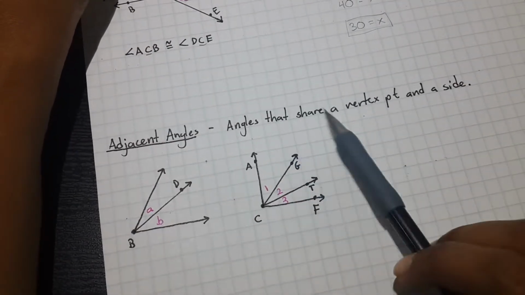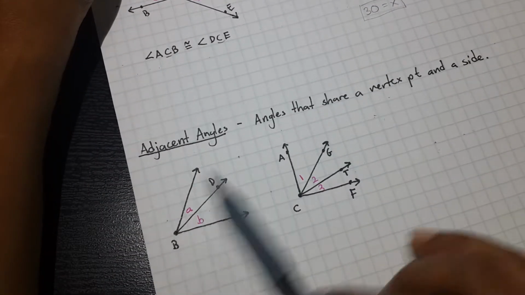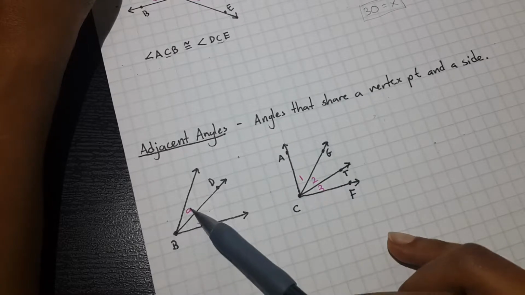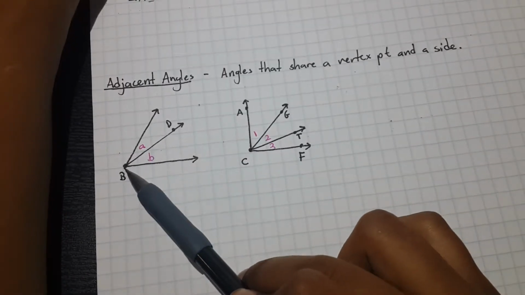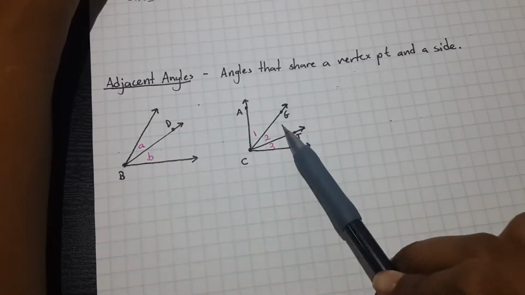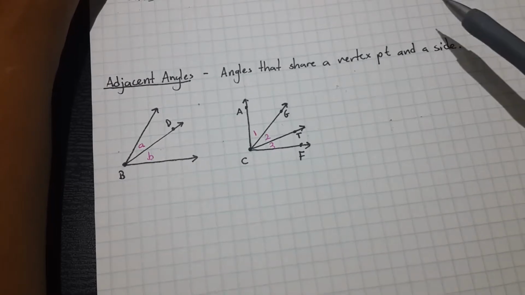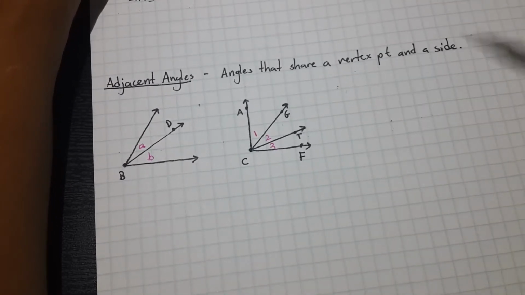Adjacent angles are angles that share a vertex point and a side. So an example is something like this, where we have angle A up here and angle B down here, and they're sharing vertex point B and sharing side BD. Okay, it's very important. So let's say you're given a diagram where there's a bunch of angles, and you're trying to determine which angles are adjacent or not adjacent.